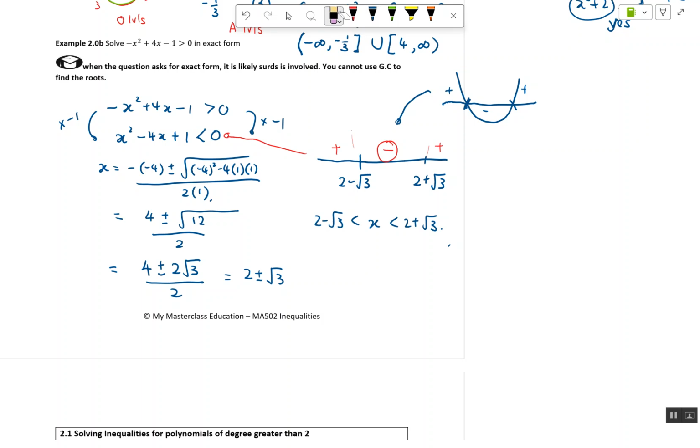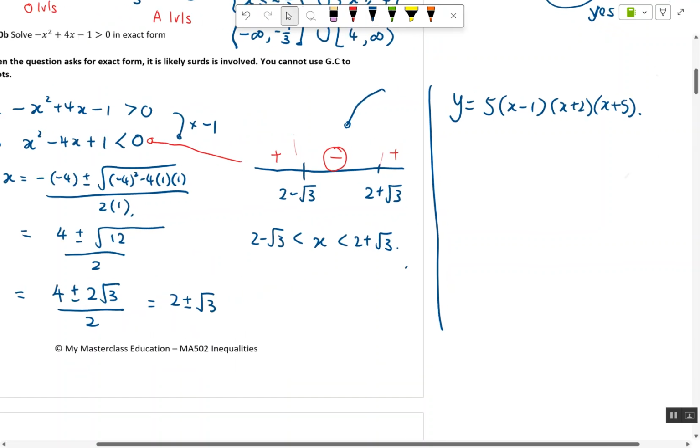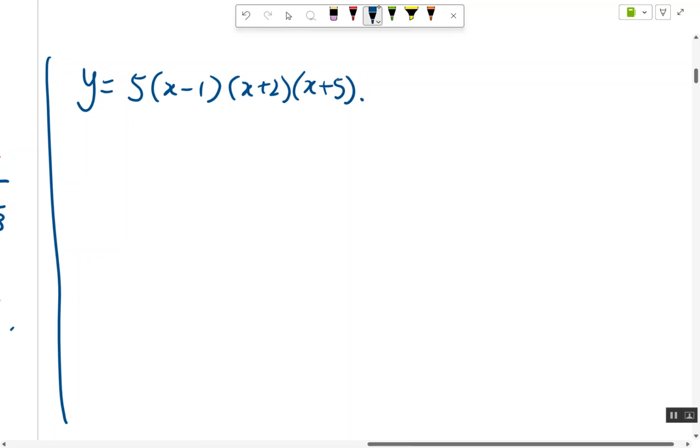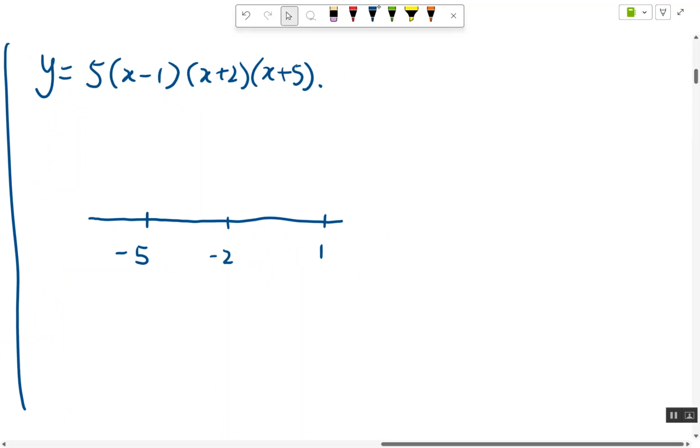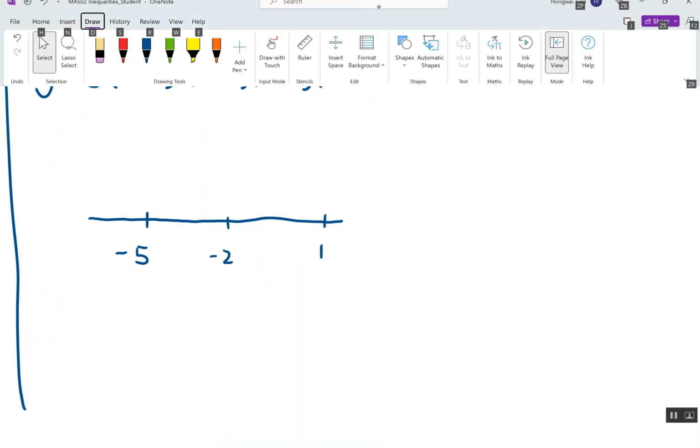So even if you have a cubic equation, something like y equals 5 times x minus 1, x plus 2, and then x plus 5, I know that the roots come from x minus 1, x plus 2, x plus 5. So I know the roots are here, minus 5, minus 2, as well as 1. All I need to do is either plot it into your GC to see the shape. So in this case, let's say I plot it into my GC.